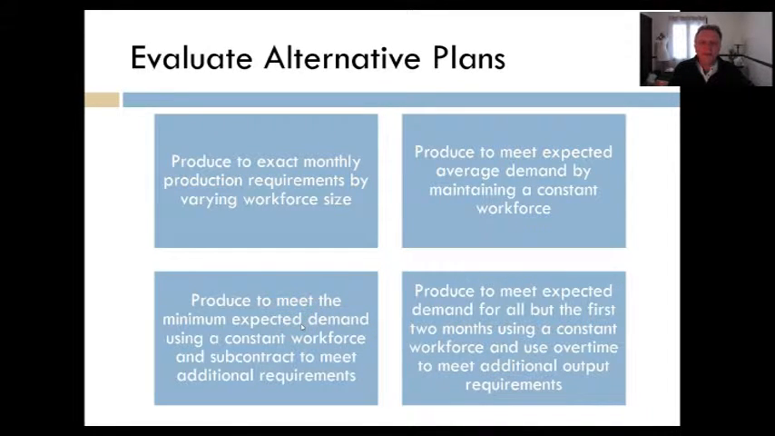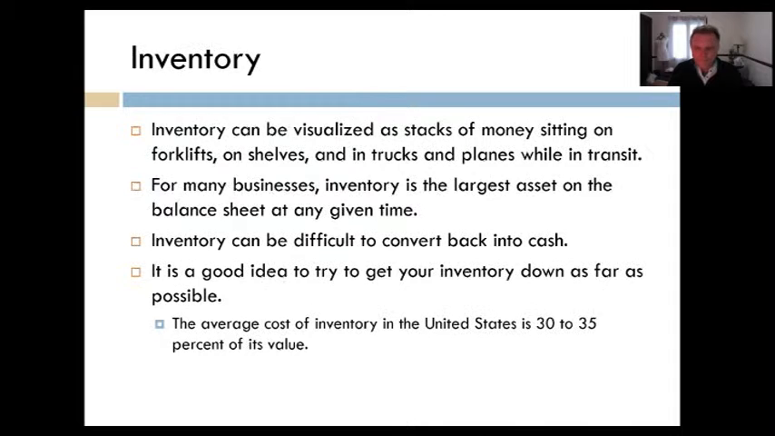You can produce to meet the minimum expected demand and just not worry about it if you miss shipments. Not a good idea, by the way. Or you can do a hybrid of these as well. So when you're doing this planning, you have to remember that you can vary the time, you can vary the labor, and really between those two variables, you end up meeting your demand in some way or another.